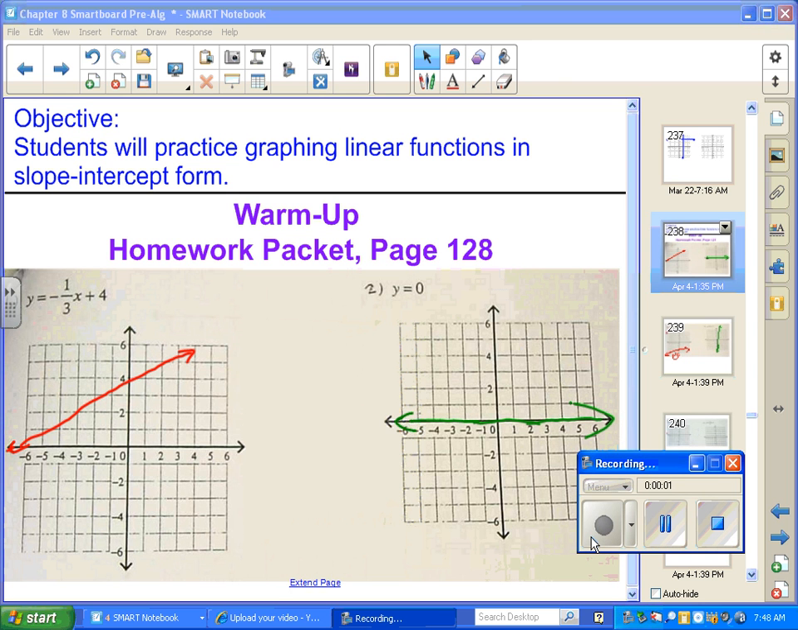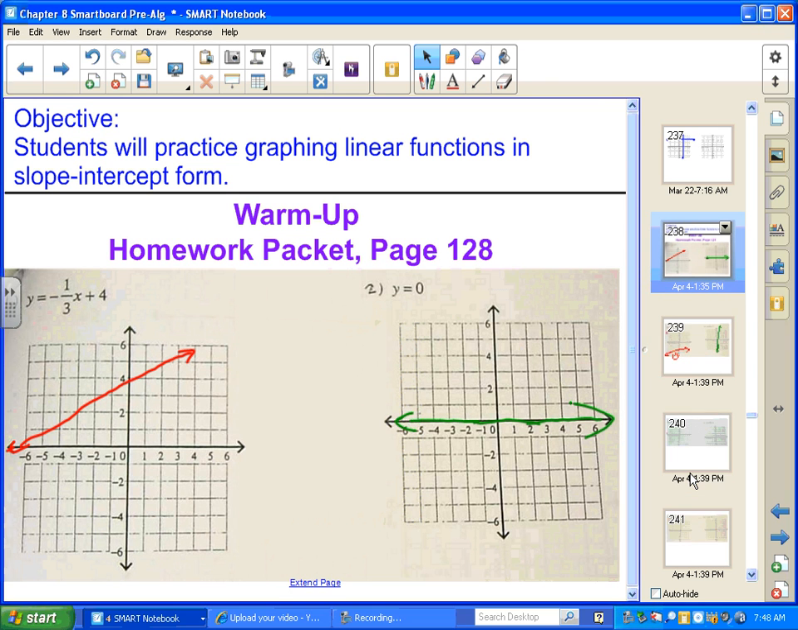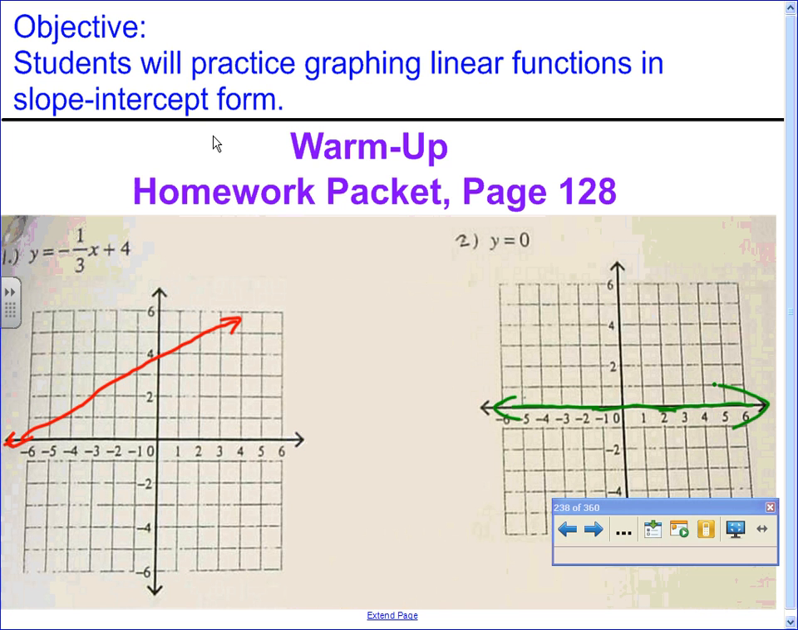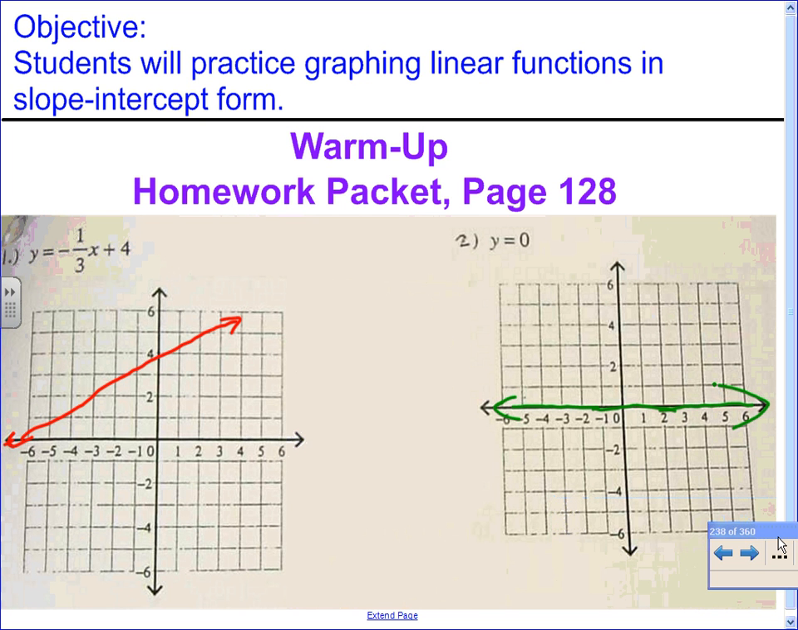Okay, sixth grade, our objective is to continue graphing linear functions in slope-intercept form. So can someone remind me, when graphing an equation in y equals mx plus b form, where do we always start? What's the starting point, Alyssa? Good, the y-intercept is always our starting point. Where does the y-intercept always go, on the y-axis or the x-axis? Annalise? Good, the y-axis.